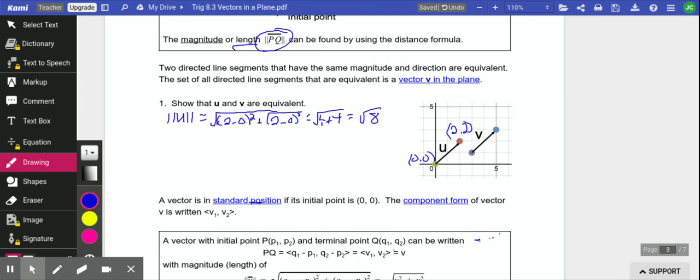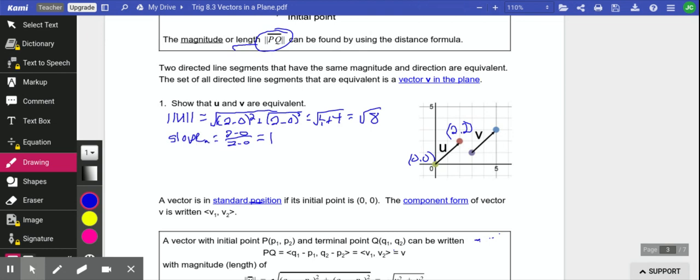All right, we also want to know the direction of U. We're going to talk about the direction of U just by using the slope. So slope is y minus y over x minus x, and you can see that the slope of U is 1. We'll call that slope U.